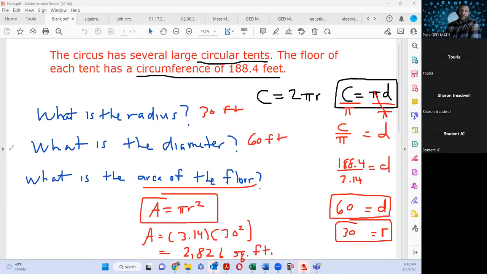Perfect. So listen, this right here is one of the most missed questions on the GED. What is the radius, diameter, or area of a circle given the circumference? Or what is the radius, diameter, or circumference given the area? Make sure you use Schoology. It's almost a guaranteed question, and this is what you've got to realize.